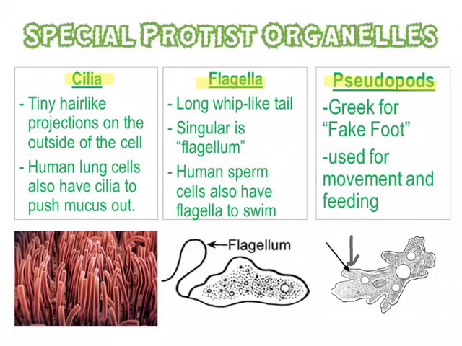Here are some special organelles that are found in protists. These are all things that are used for movement. So cilia are tiny little projections that look like hair or eyelashes that go around the outside of the cell. Humans also have cilia inside of your lungs, in your bronchioles, that are used to push mucus up and out of your lungs to keep your lungs from getting filled with mucus.